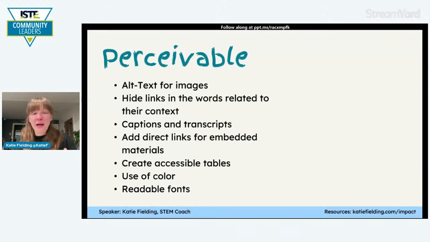You need to be really careful how you create tables and your use of color on pages. You want to make sure there's a good contrast, not a light color on a light background. So that's why I choose to really present with black and white. It makes it as clear and contrasty as it can be. And then also using readable fonts.